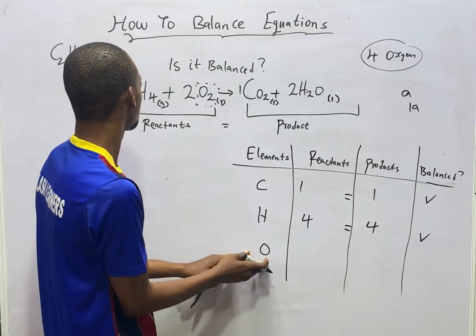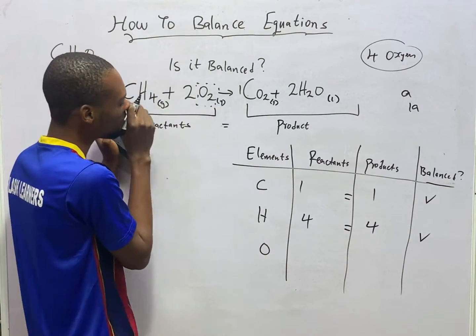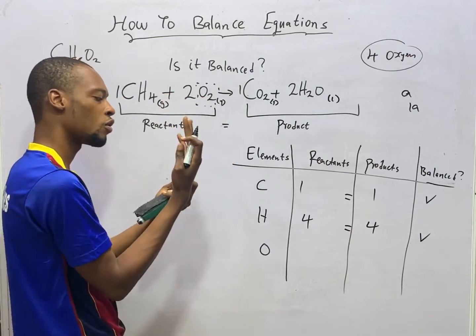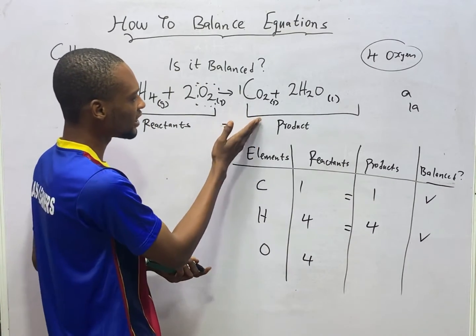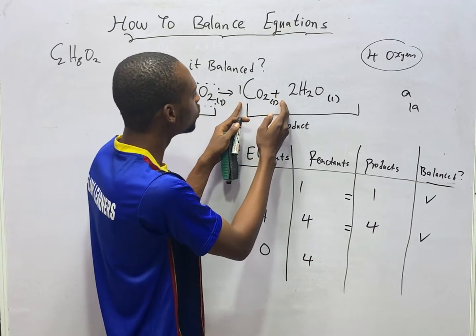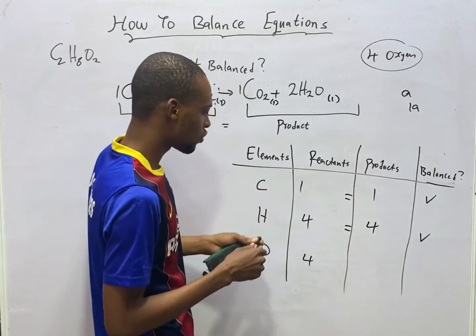Now oxygen. In the reacting side or in the reactants, we have oxygen 2 times 2. How many is that? 4. So 4. How about the product side? In the product side, for the first CO2, we have 2 oxygen. 1 times 2, 2.